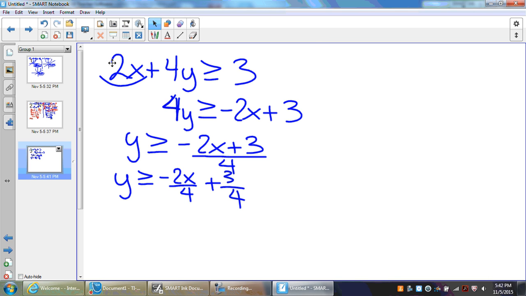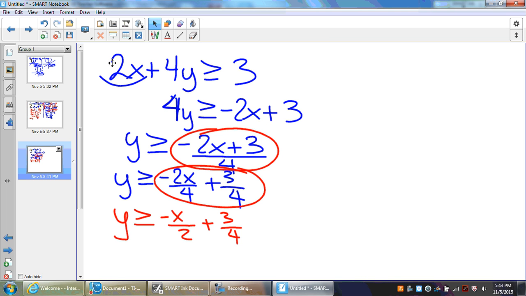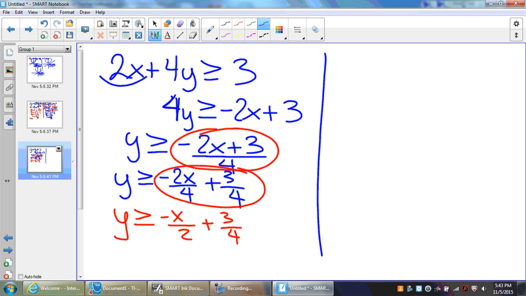You can enter it on the calculator in this form, or in this form, or if you feel confident, you could reduce. So this will be negative 1/2 of x, or negative x over 2, plus 3/4. Now let's change another one.